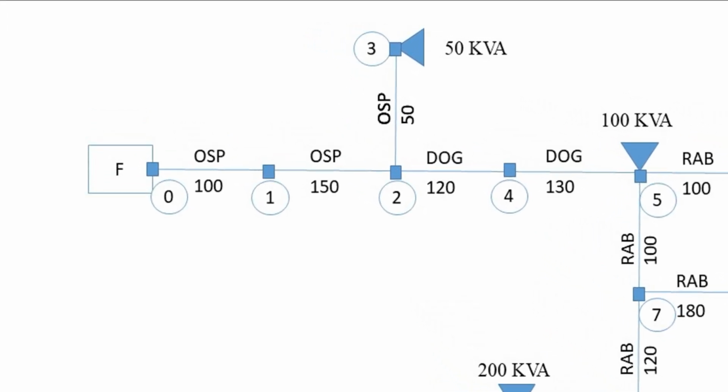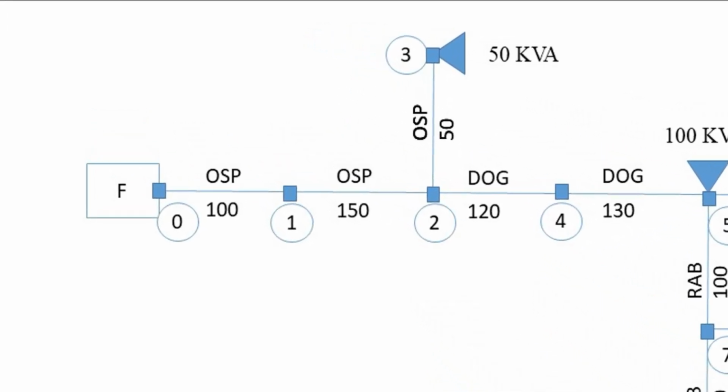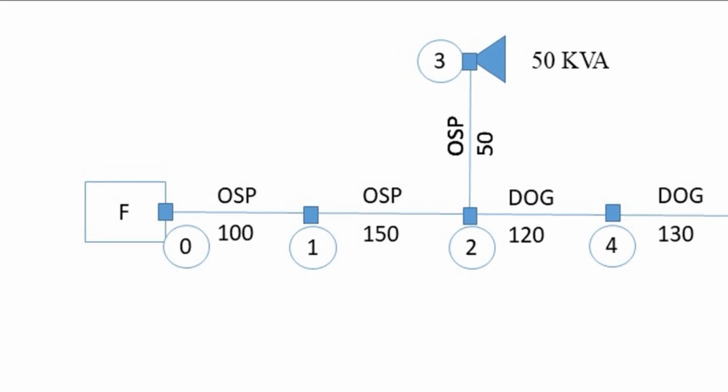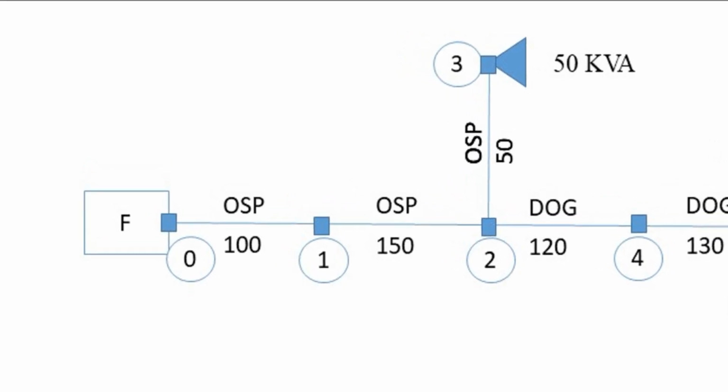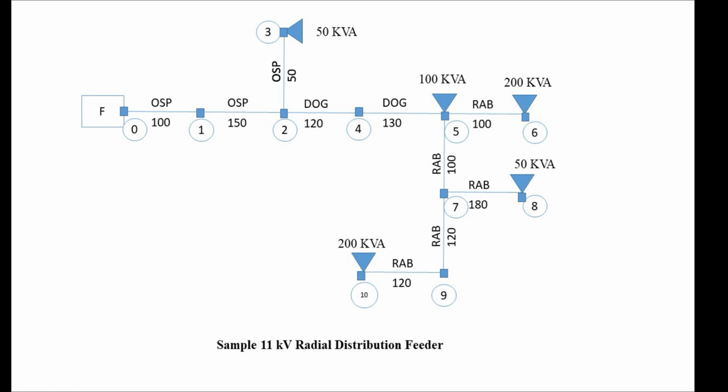The image shows a radial distribution feeder consisting of 5 transformers and 10 nodes. This means we have 10 sections in total. Each section is represented between 2 nodes. The conductor type of each section is shown above the line connecting the nodes, while the length of each section is shown below the line. The transformers are represented by triangle symbols in the image, and the transformer ratings are written alongside them. We will map this entire feeder into FDRANA, section by section.